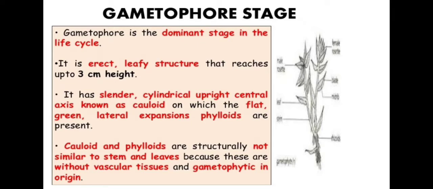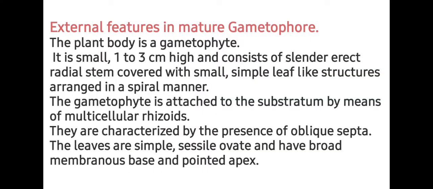Caulid and phylloids are structurally not similar to stem and leaves because they are without vascular tissues and gametophytic in origin. Unlike the higher plants where stem and branches have vascular tissue in them and are sporophytic in nature. So let's understand the external features of the gametophore in detail.